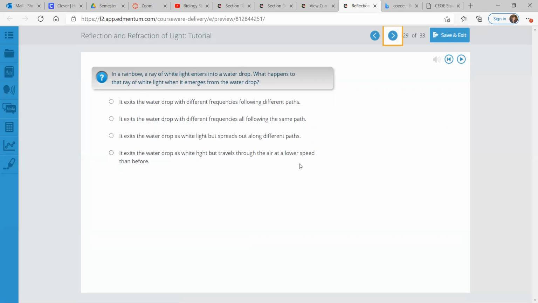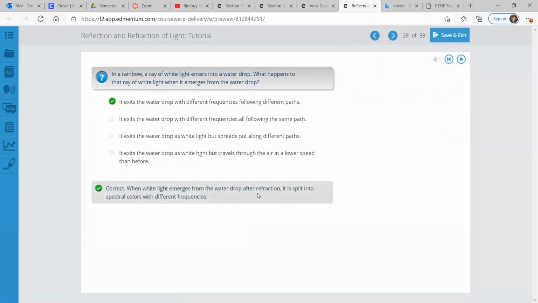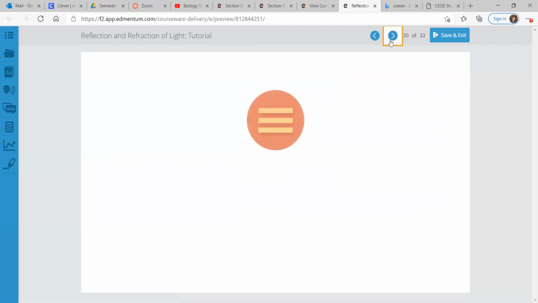So, in a rainbow, a ray of white light enters into a water droplet. What happens to that ray of white light when it emerges from the water drop? It splits into spectral colors with different frequencies.